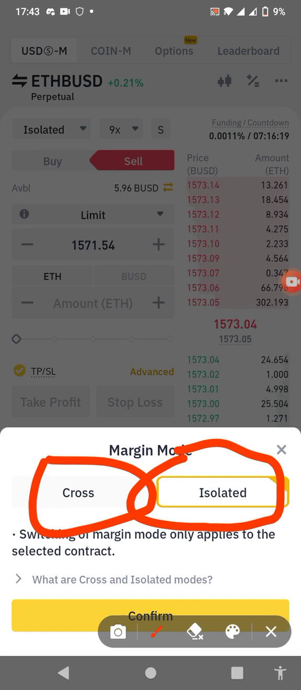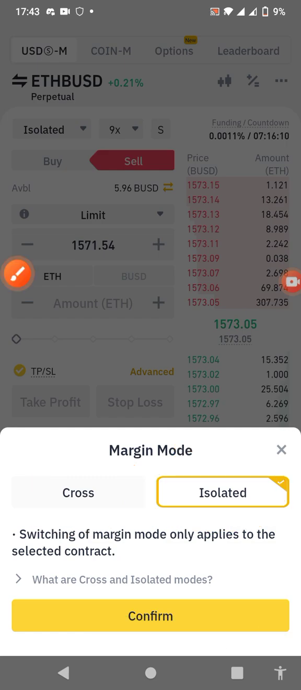But if it's isolated, whatever the one that is rising will be rising on its own, and whatever the one that is falling will be falling on its own. So in our case, we'll be using isolated.